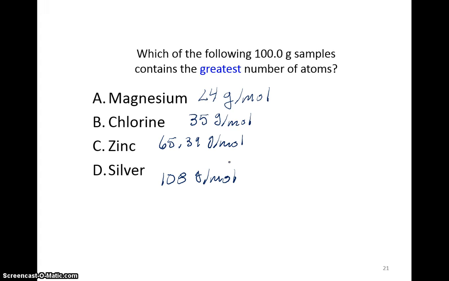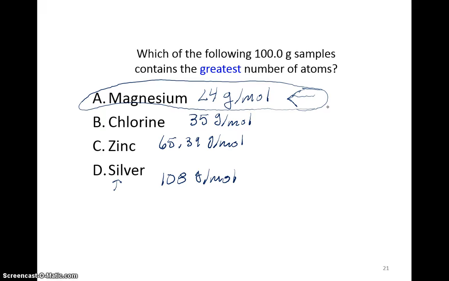If we just look at these numbers, it means if we have 100 grams of sample, we have less than 1 mole of silver, we have more than a mole of all of the other ones, and whichever one has the smallest molar mass is going to lead to the largest number of moles. So magnesium has the largest number of moles because it has the smallest molar mass, and therefore it will have the largest number of atoms. Okay.